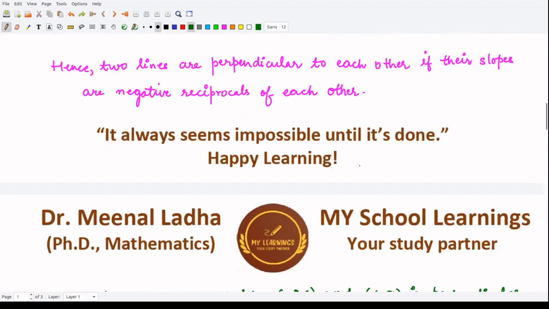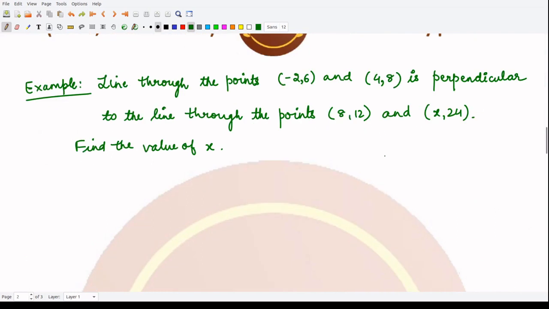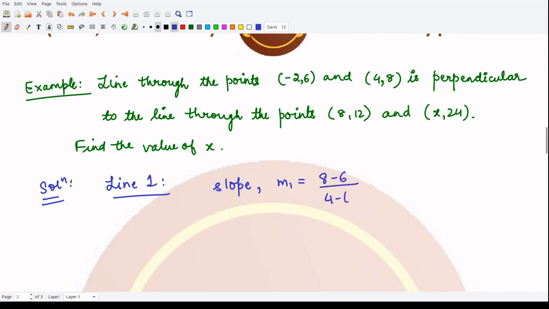So let's move on to the question here. The question says a line through these 2 points is perpendicular to the line through these 2 points. We need to find the value of x. So let's start with the solution. For line 1, we calculate the slope, let's call it m1. For these 2 points, it is y2 minus y1, so 8 minus 6, divided by x2 minus x1. So you have 2 divided by 6, which is equal to 1 by 3.